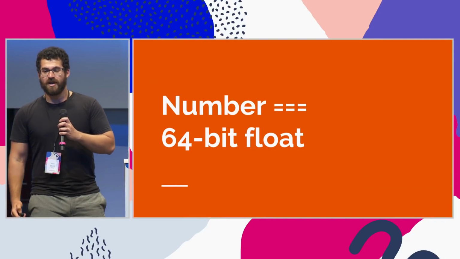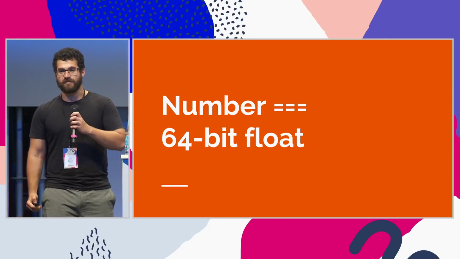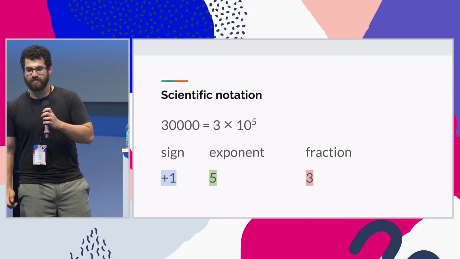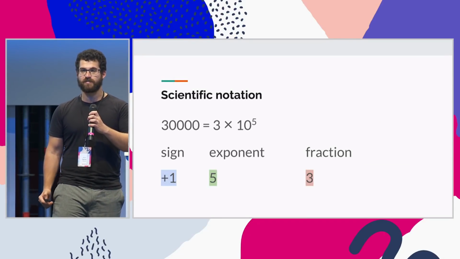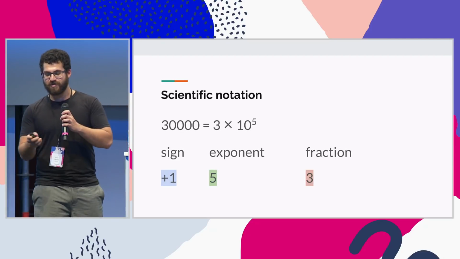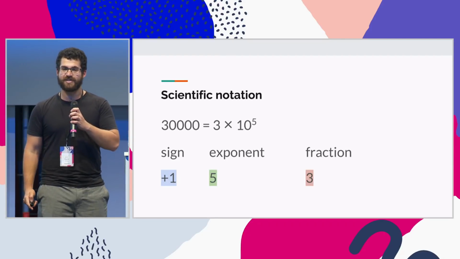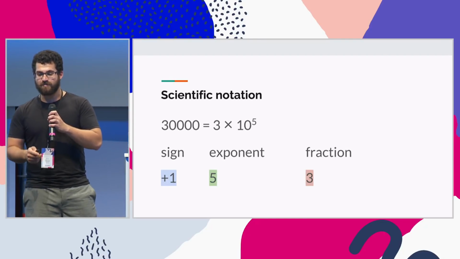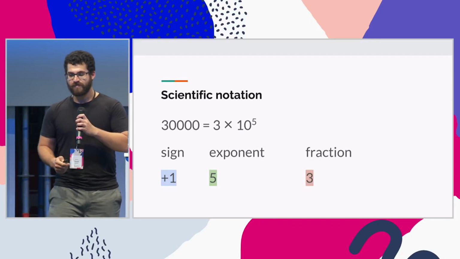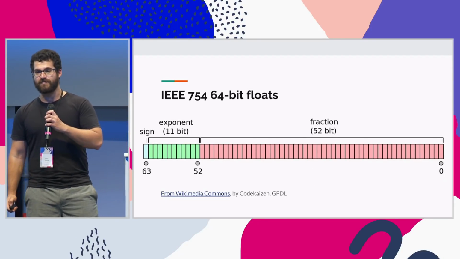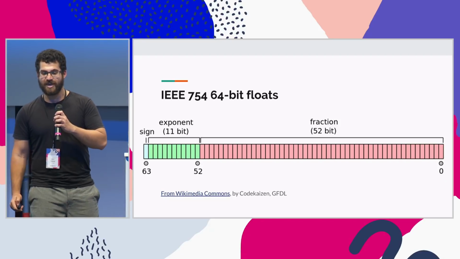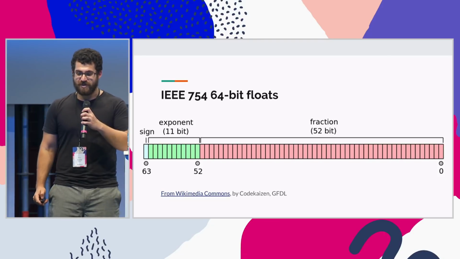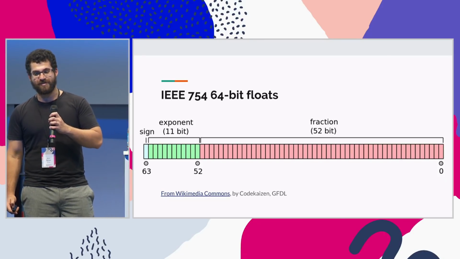So first, about numbers. Numbers in JavaScript are 64-bit floats, floating point binary numbers. So that's basically like scientific notation. Remember from grade school, 30,000 you could represent as 3 times 10 to the 5. And here the exponent would be 5, the sign is +1, and the fraction is 3. And IEEE 754 floating point numbers are just like that, except it's base 2 instead of base 10. So we have the sign, which is 1 bit, the exponent, which is 11 bits, and the fraction, 52 bits.